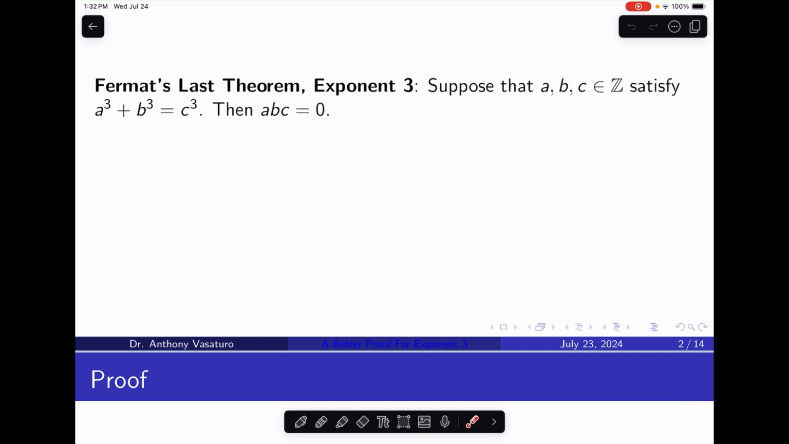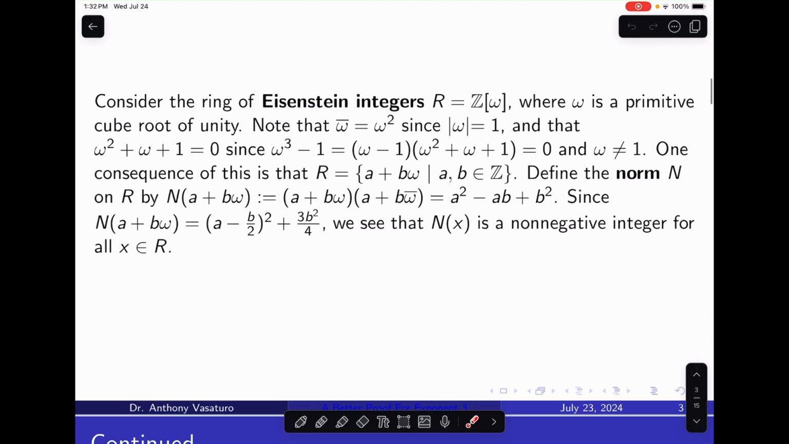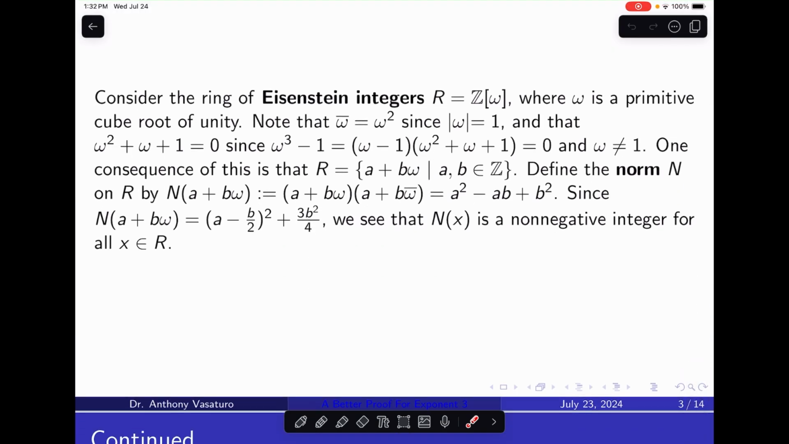Fermat's last theorem for exponent 3 says, suppose that you have three integers a, b, and c satisfying a cubed plus b cubed equals c cubed, then at least one of those three integers must be 0. So let's prove this. We'll start by considering the ring of Eisenstein integers R equals Z adjoin omega, where omega is a primitive cube root of unity. For example, if you like, you can think omega is e to the 2 pi i over 3.